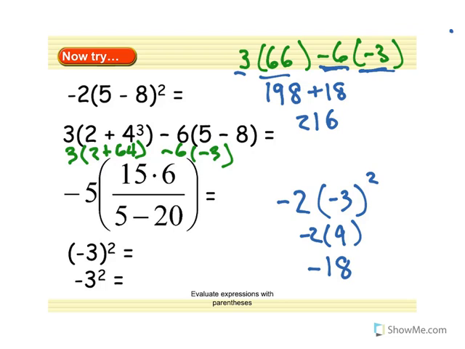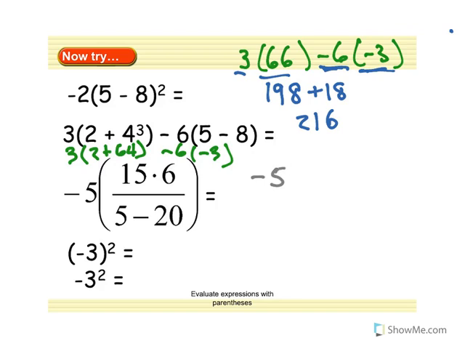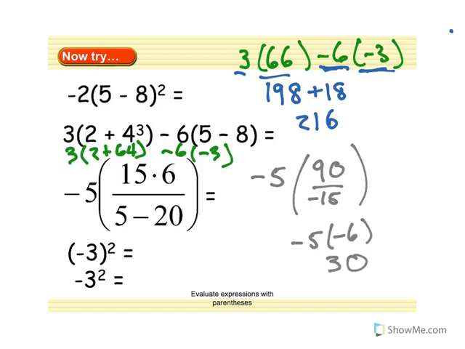All right, I'm going to erase some of this so I can move on here. Let's take a look at the fraction. So I've got negative 5, and then in my fraction, 15 times 6 is 90. 5 minus 20 is negative 15. 90 divided by negative 15 is negative 6. Negative 5 times negative 6 is 30.